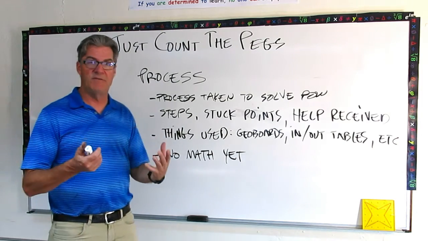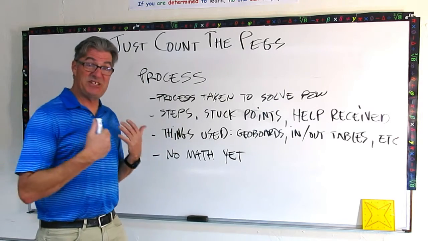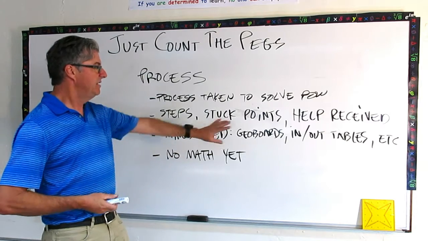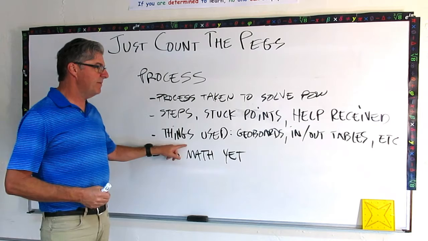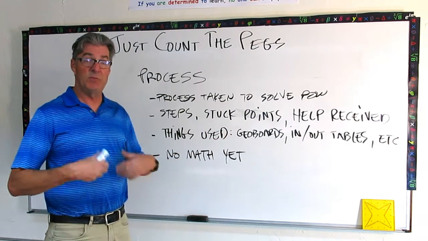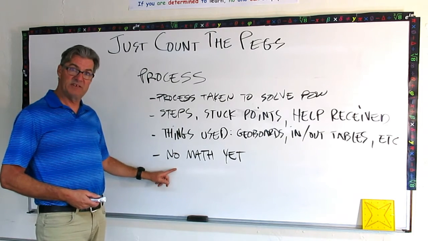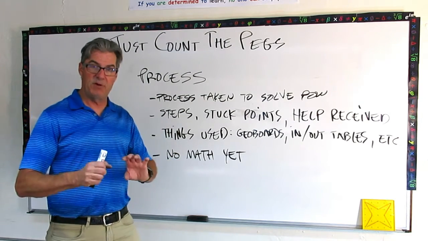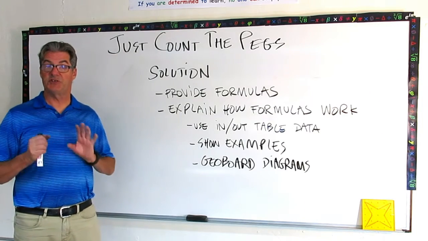Well, we read the problem from the textbook. Then we got out geoboards and we tried a bunch of stuff. I got stuck and my group mate helped me, or I asked David in class and he gave me a hint. All these kinds of things are really good for your process section. Also talk about the things that you used. We used geoboards, we used in-out tables, and you could probably come up with a few other things that we used as well. No math yet. Okay? So you're not putting your formulas in this section, you're not showing examples, you're not actually putting any in-out tables here.